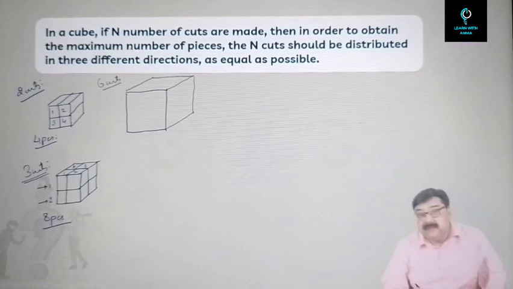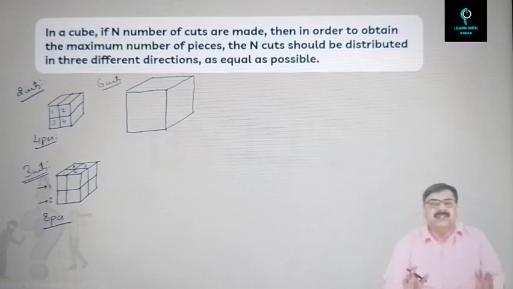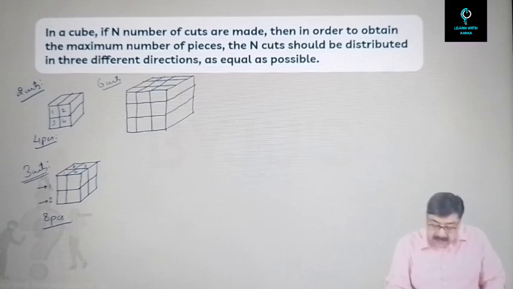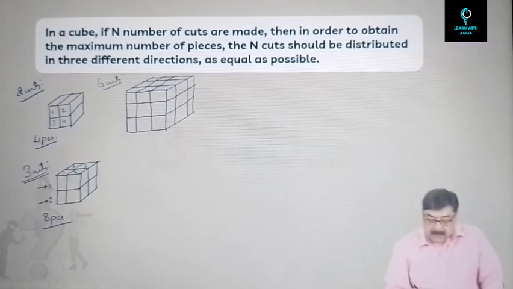So 6 divided by 3 would give you 2 cuts to be made in 3 directions. And we will consider only 3 directions. Which are these 3 directions? Vertically perpendicular, horizontal, and vertically parallel. That is facing you. So this is vertically perpendicular. 2 cuts are made. Then horizontal is what we have. And then vertically parallel, like this. There you go.